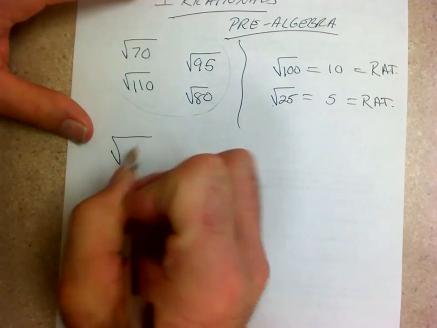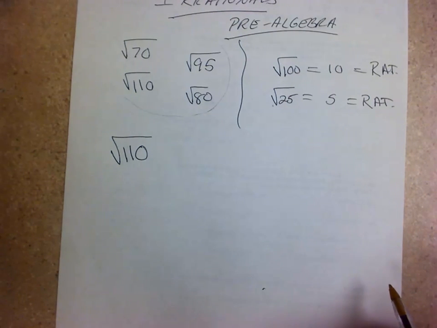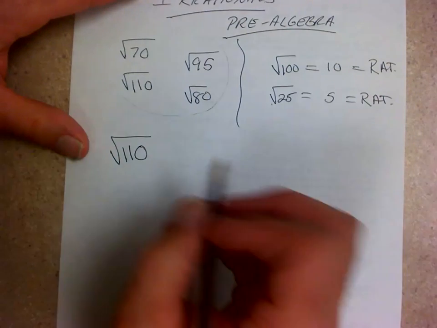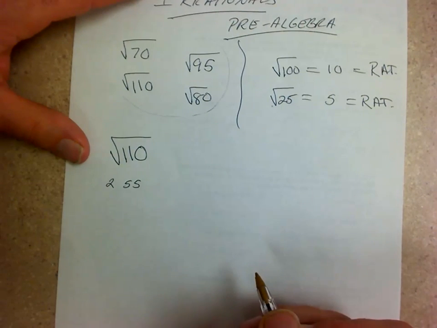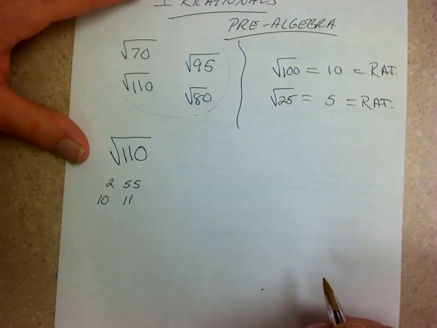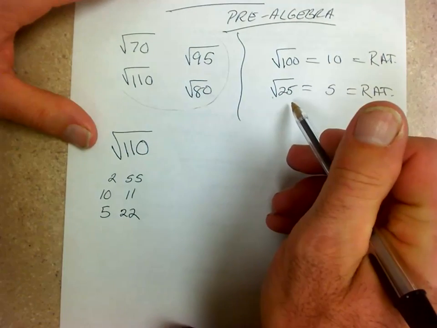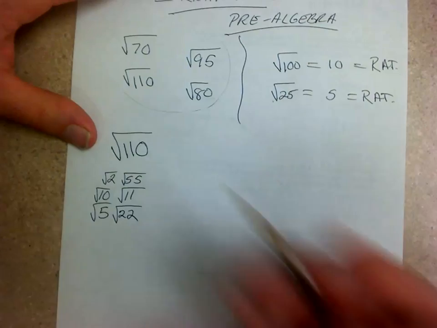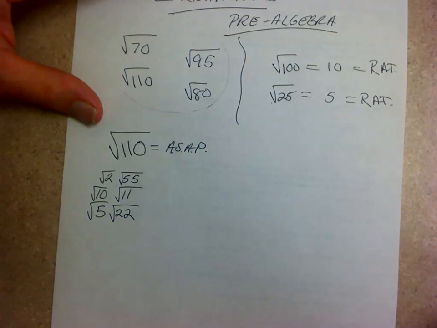So if we take one of them, for example, square root of 110, what we want to do is see if we can break it down into some smaller factors, into some perfect squares to simplify it. If we look at 110 itself, that's made up of the factors 2 and 55, 10 times 11, 5 times 22. None of those numbers are perfect squares. None of those can I take an exact square root from. So for 110, we can't do anything with it. That's as simple as we can make that.